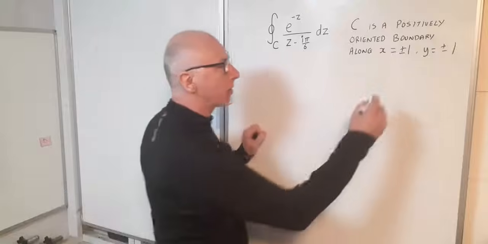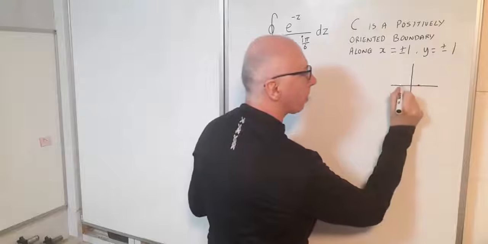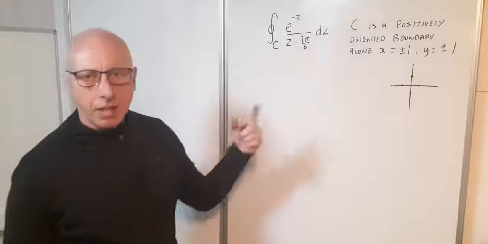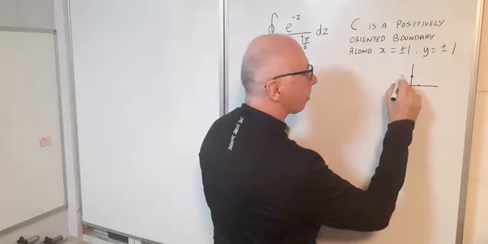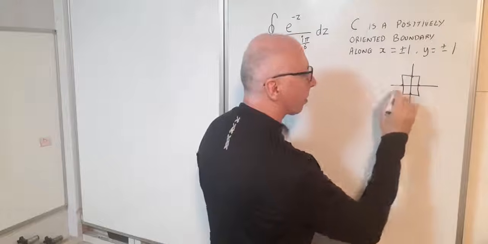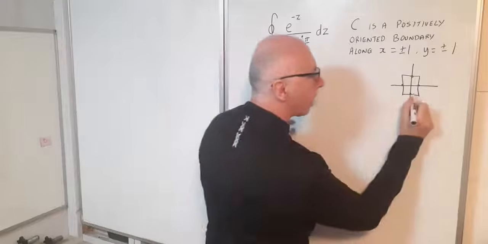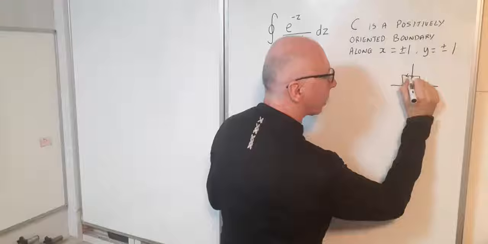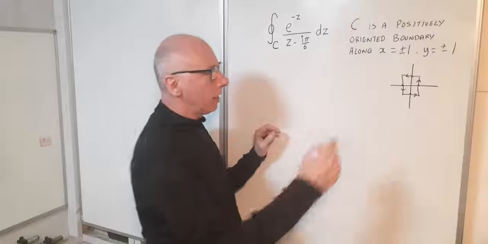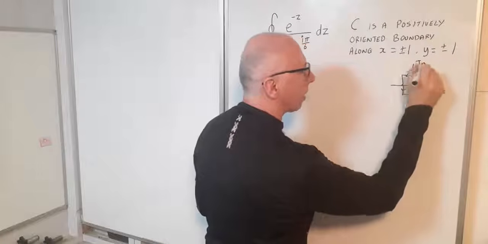So what that entails, if I look at my Argand diagram and put in my plus and minus 1 of x and y, that's along x equals plus or minus 1 and y equals plus or minus 1. So that will be inside this box. That's where our C is. And as it's positively oriented, it'll be travelling in this direction. If it was negatively oriented, it'd be going in the opposite direction. So that's our real and that's our imaginary.